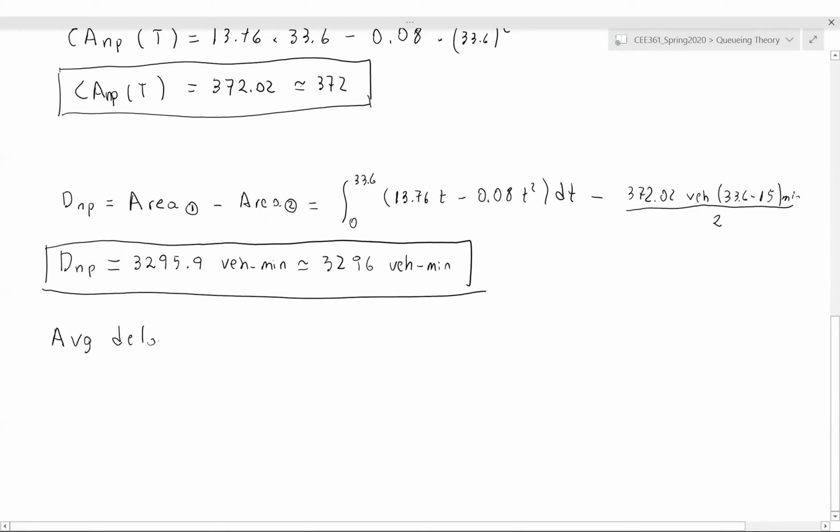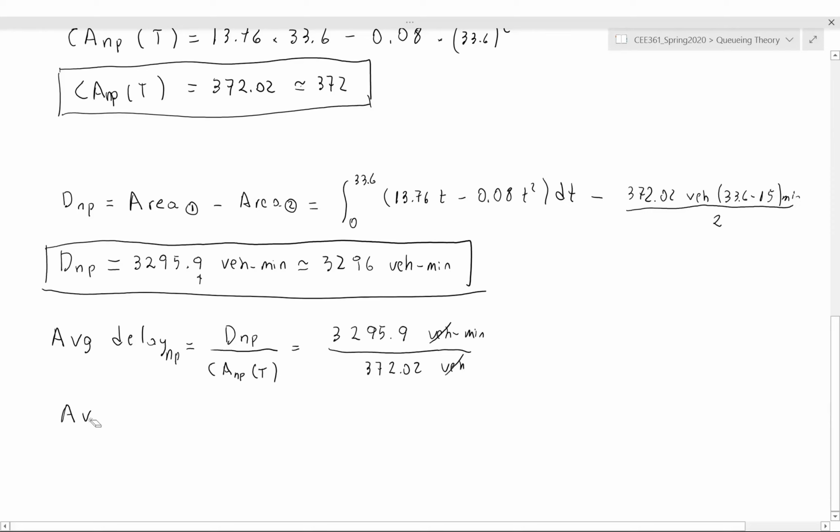Which is the question that was asked in your textbook. So the average delay is simply the total delay, for non-priority pass vehicles, divided by the cumulative arrivals for non-priority pass vehicles up to the point where the queue dissipates, which is the total number of vehicles that were delayed. So those are the values we obtained. And this would be divided by 372.02 vehicles. And obviously that cancels, and we get the average delay.